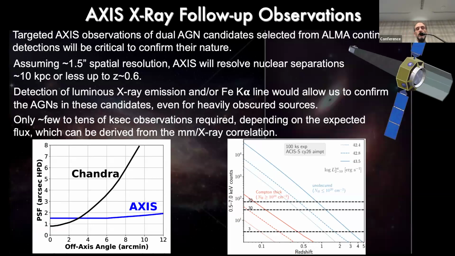Considering the roughly 1.5 arcsecond spatial resolution of AXIS, we should be able to resolve nuclear separations of up to about 10 kiloparsecs up to a redshift of about 0.6. So basically in this regime, we will still be in the relatively nearby universe, but much further away than we have been able to do so far. We should be able to identify both luminous X-ray emission and study the iron K alpha line to confirm the presence of dual AGN in these systems.